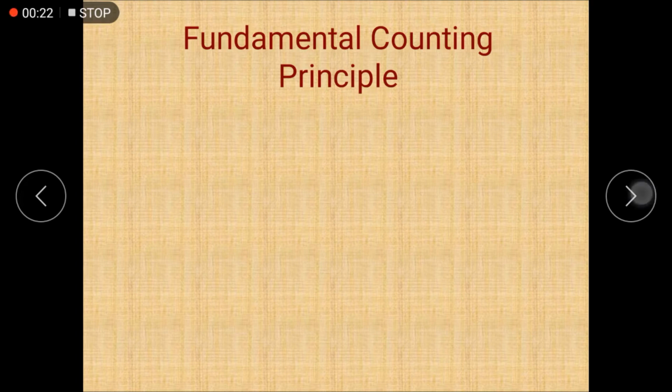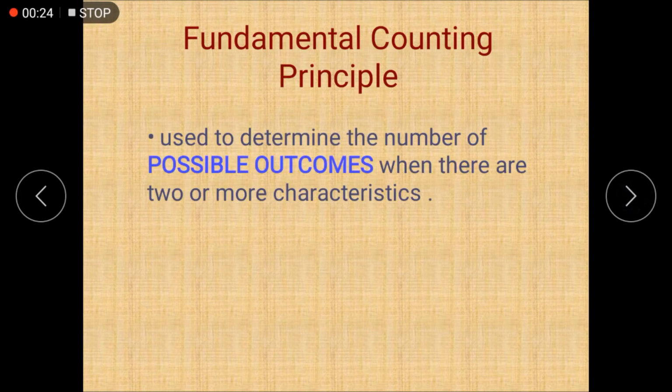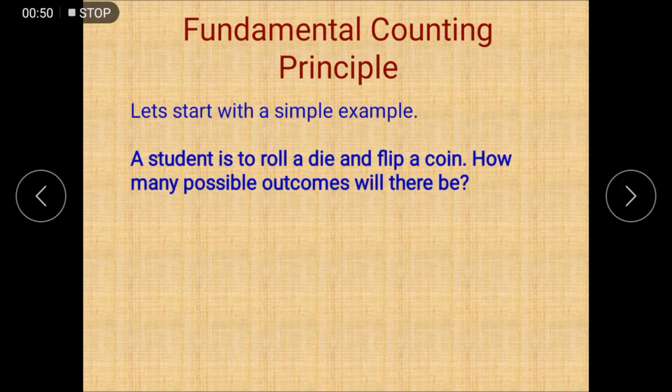So counting principle, when we say counting, it means count, of course, 1 2 3. But this counting principle that we are talking about is a way to determine the possible outcomes. When there is a certain event, we want to know how many possible results we can get. We will use the counting principle to get that. Okay, so let us see one simple example.